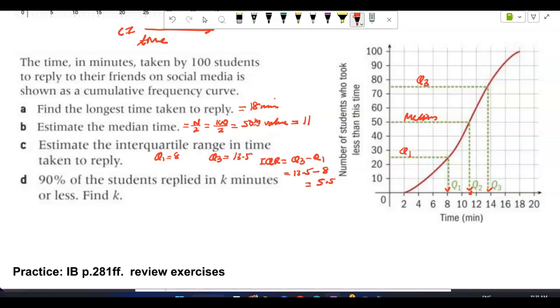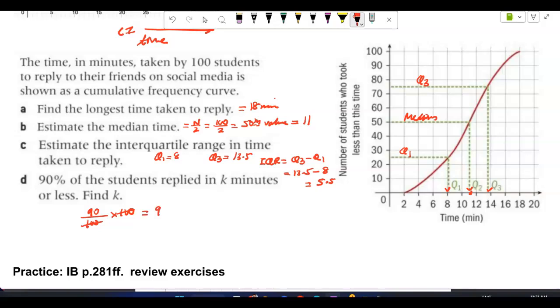90% of the students reply in K minutes or less. Find K. If it was a box and whisker, it would probably be very easy. But we have to do what is there. 90%, box and whisker won't give you that answer. 90% of the students are 90 students. So you take 90% of the total number. In this case, it's 100.